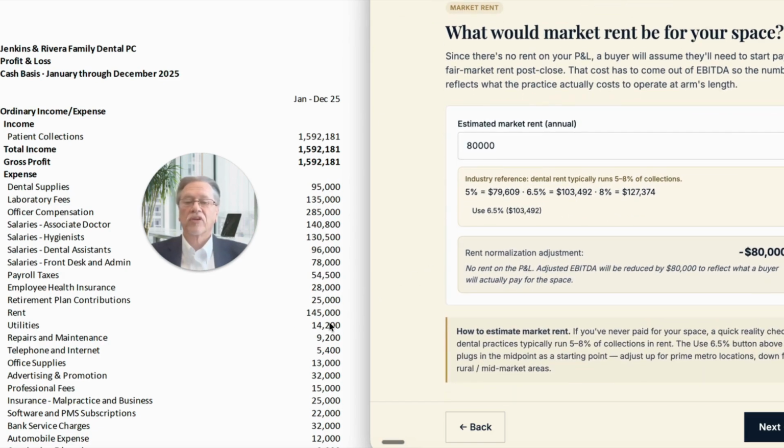This would have been if there would have been no rent. And you can see over here there was $145,000, but we're saying a scenario where there was no rent on the P&L. You would have to add the rent in as what it would be, and then you can see there'll be a rent normalization adjustment of a negative $80,000, and then you would click next.